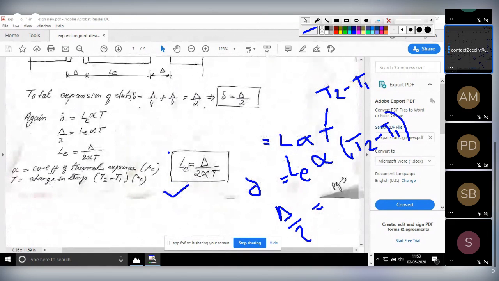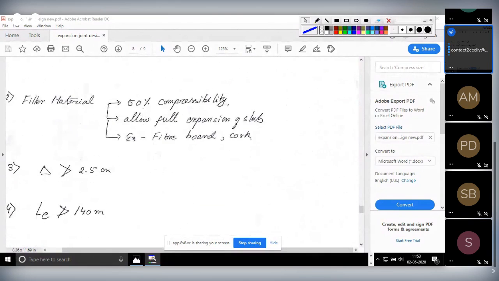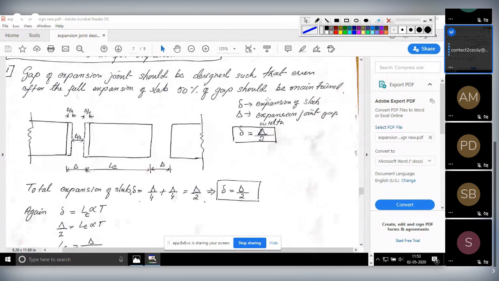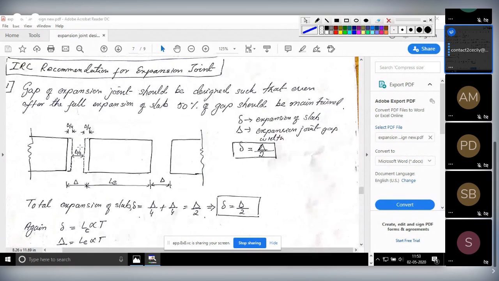Now the other recommendations: should this gap remain empty? What should we do with the gaps? Should we keep it empty? If we keep it empty, then what happens during the rainy season? Ma'am, water may penetrate through this gap to the layers below.